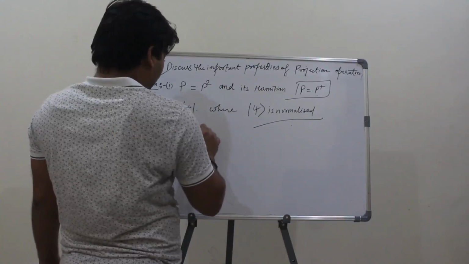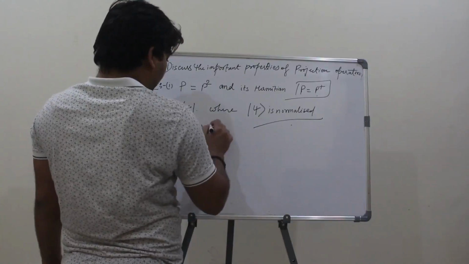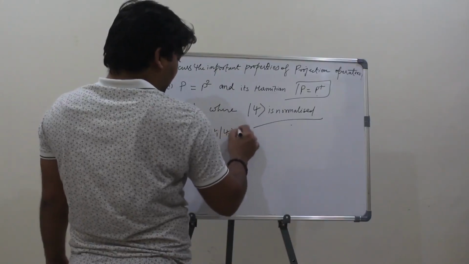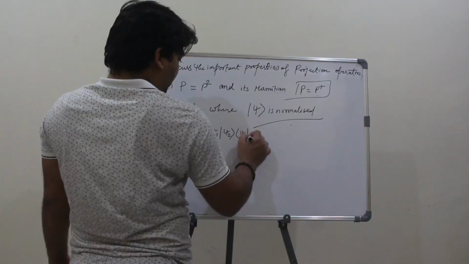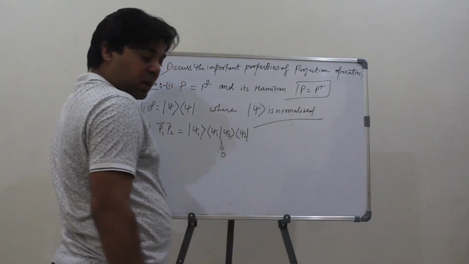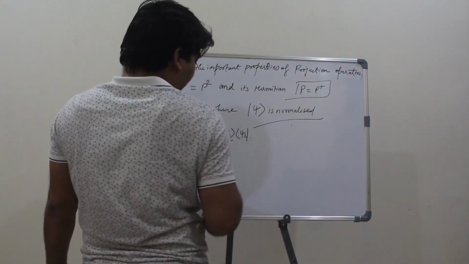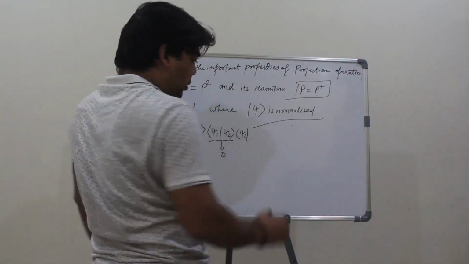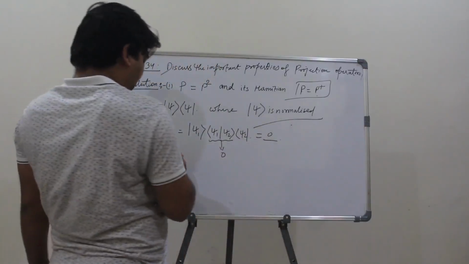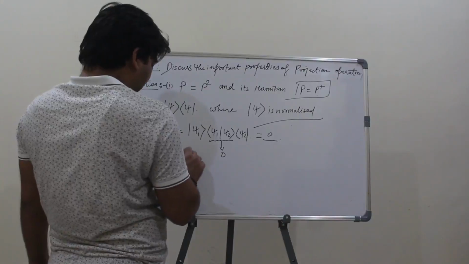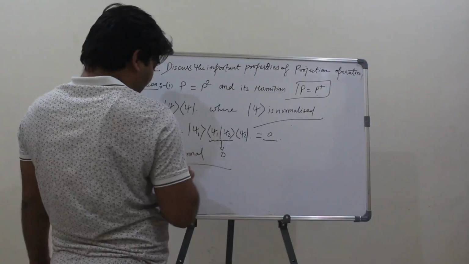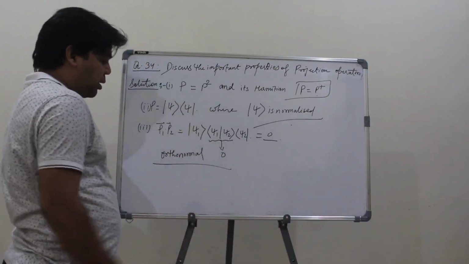If it is 0, so psi 1, psi 1, psi 2, and then psi 2. Then if it is 0, the inner product will be 0, right? They are orthogonal. Their inner product will be 0, it will remain 0. So if projection operators are orthogonal, then this is the case.